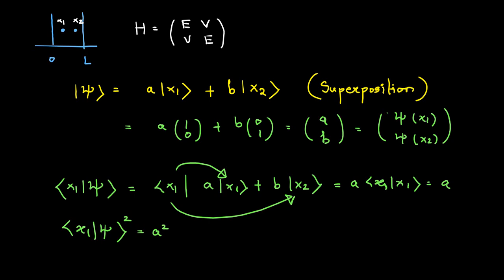Now this is quite simple, right? As it is very simple, you can also find the probability of finding it in x2, and you will simply find that this is nothing but b square, and so on. Okay, where are we reaching at?